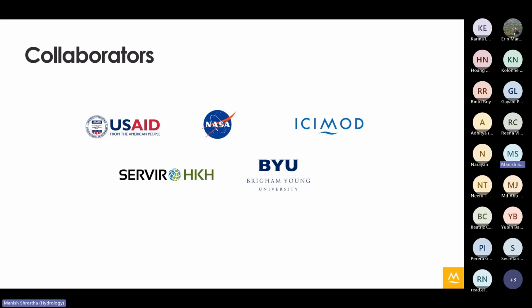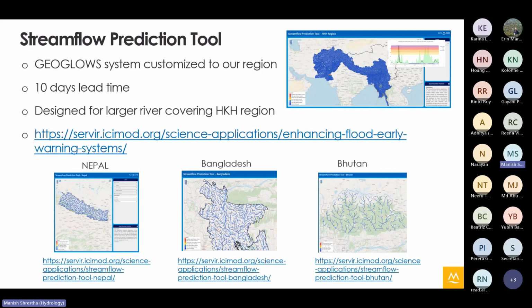So at ICIMOD, we have collaborated with USAID, NASA, and BYU to develop a few early warning systems. One example is the streamflow prediction tool. This is the same GEOGloWS system that was mentioned earlier, customized to our region. It provides 10 days of lead time, meaning the tool provides information up to 10 days in advance, and is designed for larger rivers, which covers all the HKH region.